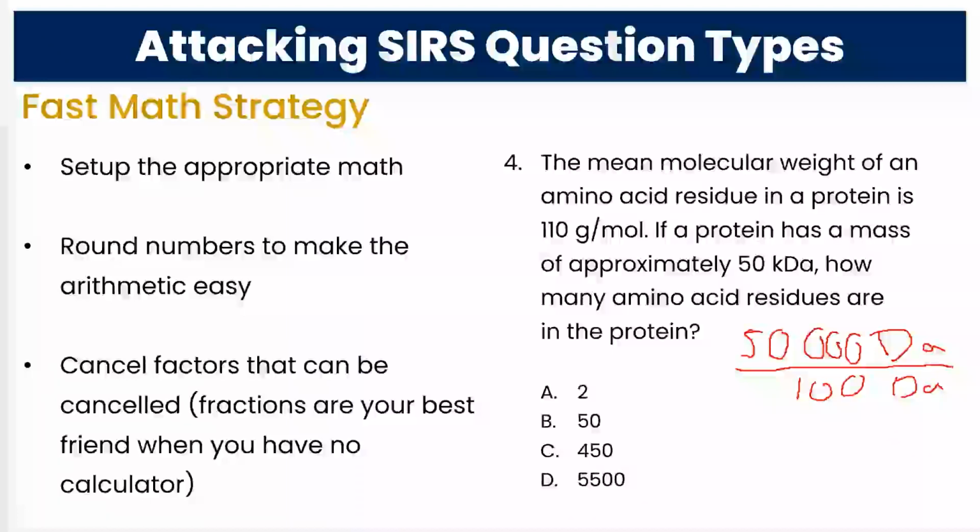Cancel, cancel. There goes a 0. There goes a 0. And I'm left with what? 500 amino acids. So what is the answer? 250, 450, or 5,500? Yep, it's going to be C.